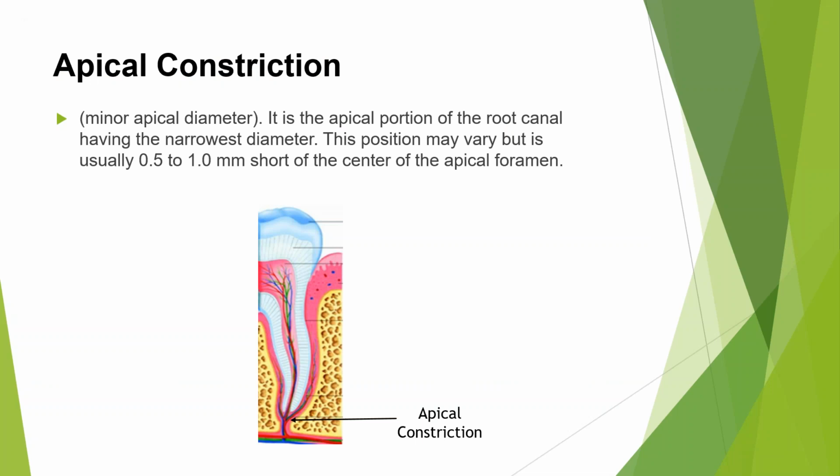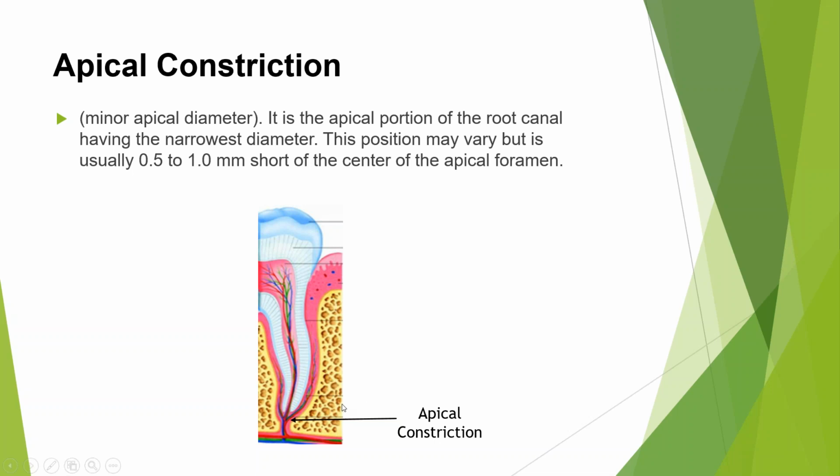In terms of apical constriction, I know Dr. Gray touched on a few of these terms already, so it's good that we're going through it again. This is also known as the minor apical diameter, and this is going to be the apical portion of the root canal having the narrowest diameter. And this position will vary, usually about 0.5 to 1 millimeter short of the center of the apical foramen.